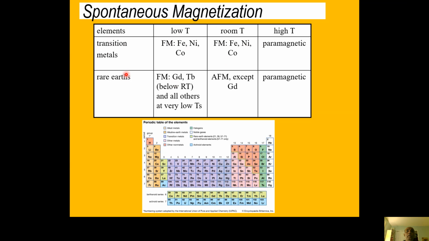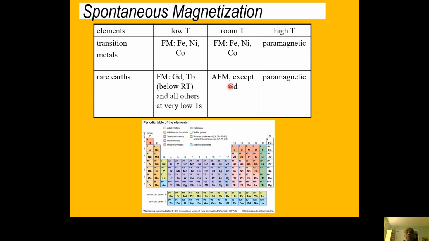Then we have gadolinium, terbium. These kinds of materials are in the rare earth group. They are ferromagnetic at low temperature. At room temperature, most of the rare earths are antiferromagnetic, except gadolinium. Gadolinium is ferromagnetic even at room temperature. But again, when you go to high temperatures, they become paramagnets.